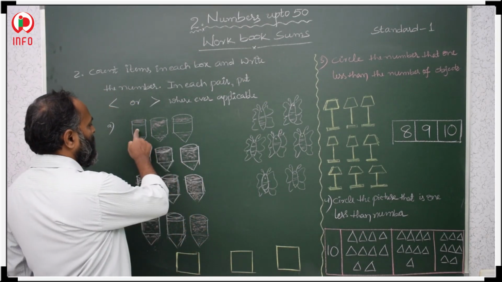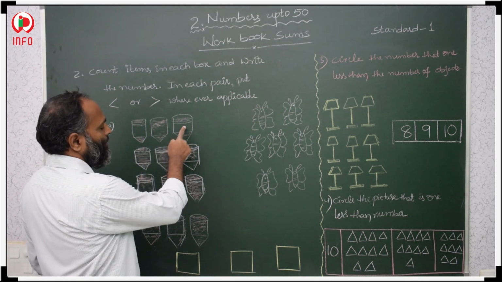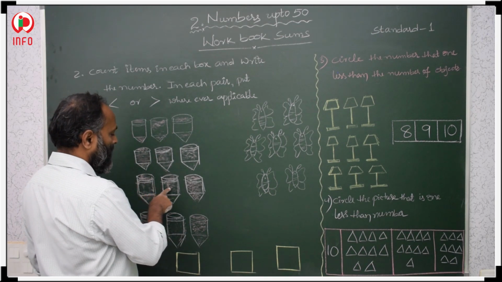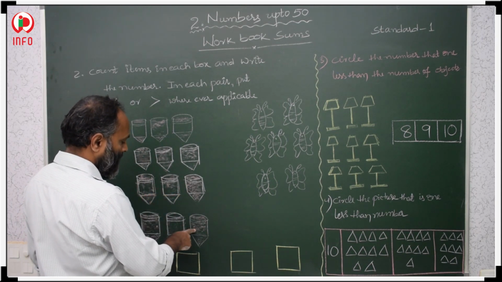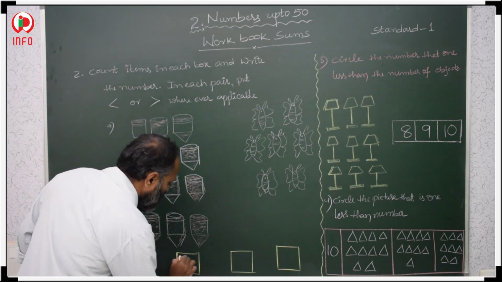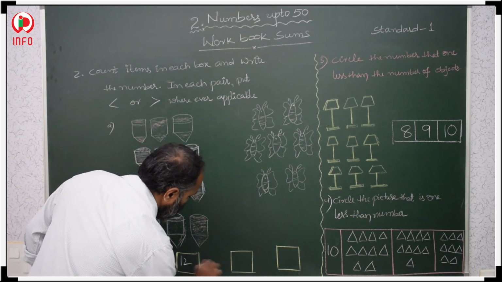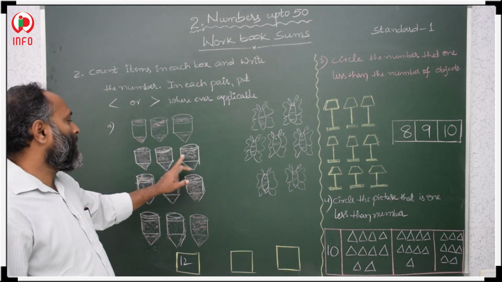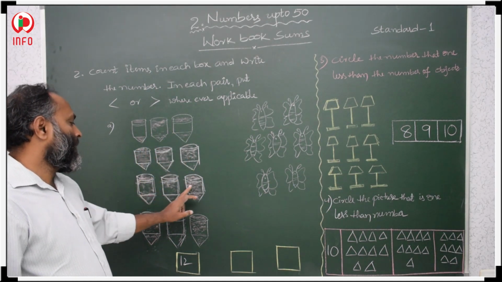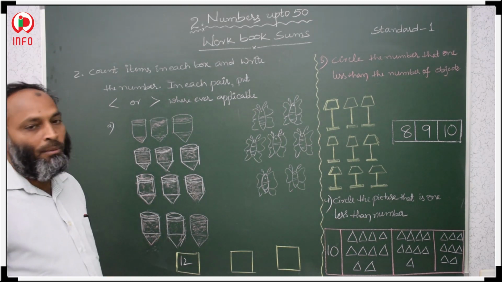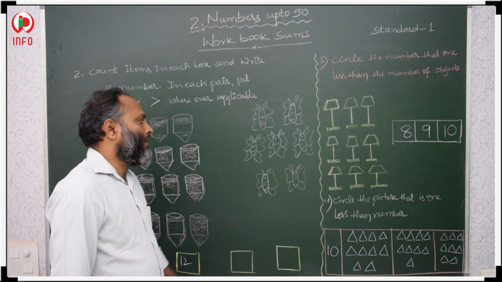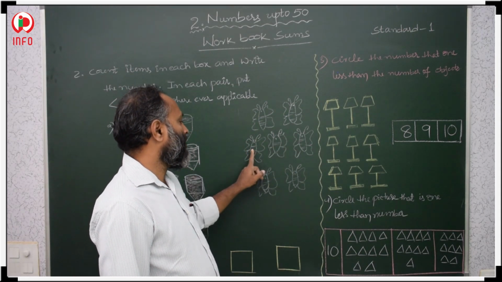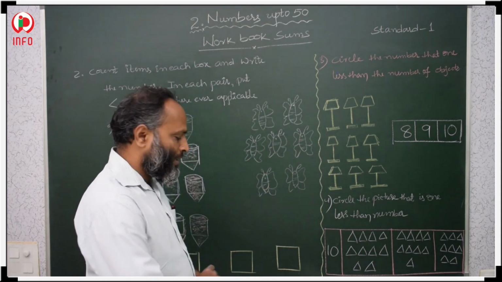See here. 1, 2, 3, 4, 5, 6, 7, 8, 9, 10, 11, 12. 12 pencils were there. Then the number of butterflies: 1, 2, 3, 4, 5, 6, 7. 7 butterflies here.